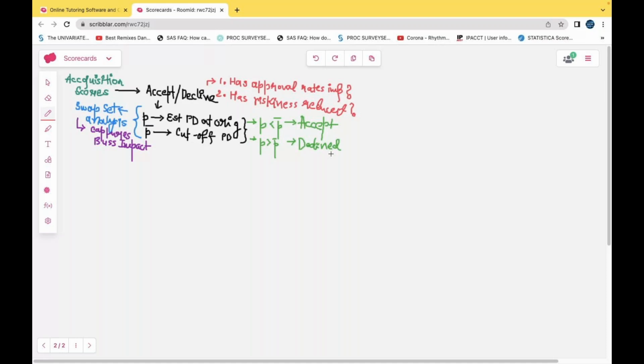How is it done? How does swap set analysis address these two questions? Swap set analysis is essentially a comparative static analysis where first it holds the approval rates as given and checks the impact on the overall riskiness of the portfolio, and second it takes the overall riskiness as given and checks the impact on the approval rates, right? So there are two aspects to this.